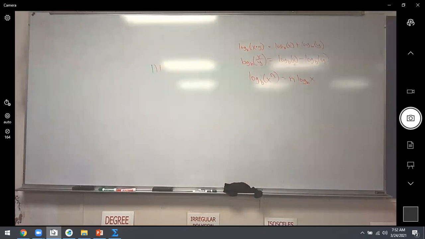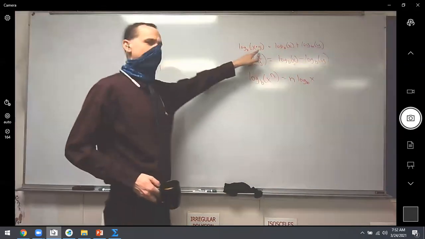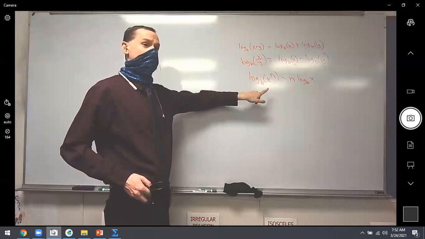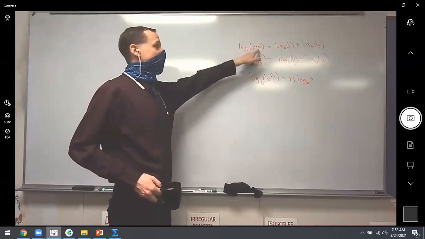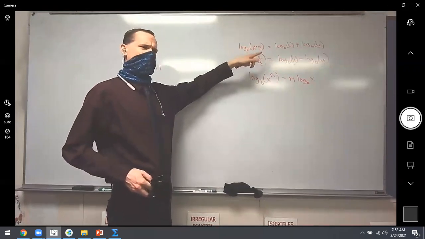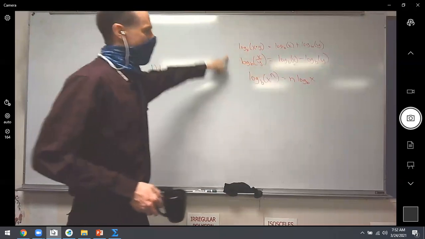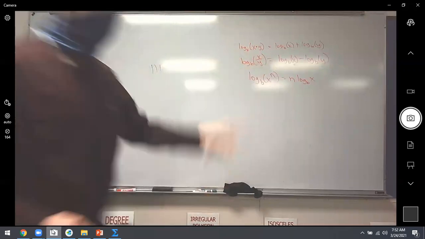Kids very commonly will mix up which identities you can use when. Do you see an identity with addition inside of a log? I don't see that either, but a lot of kids think if you have x plus y in a log, you can break it up. Make sure you know which rules work when, and that's the point of the warm-up today.